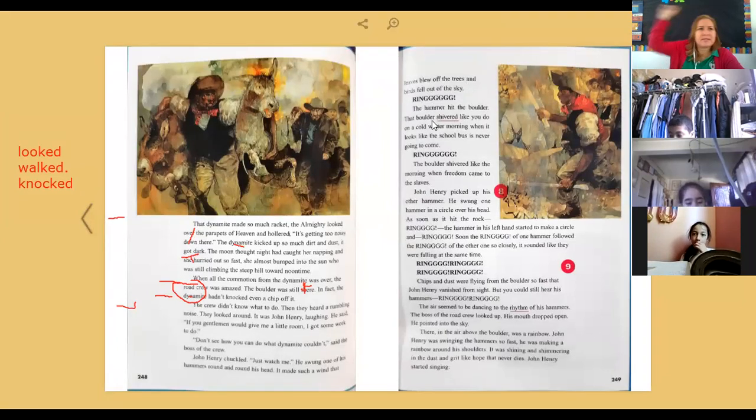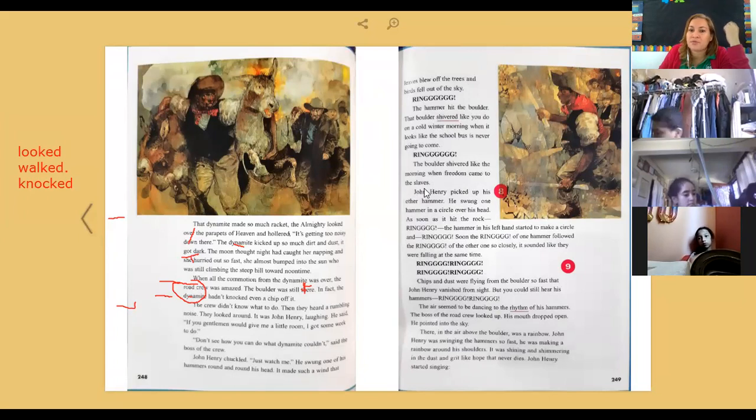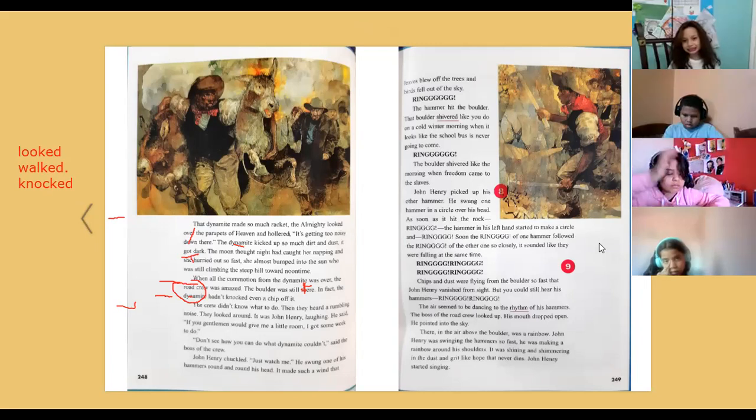So he made it so strong, and ring. The hammer hit the boulder. That boulder shivered, trembled like you do on a cold winter morning when it looks like the school bus is never going to come. Ring. The boulder shivered like the morning when freedom came to the slaves. What a comparison. Okay, Jose Enrique, continue.